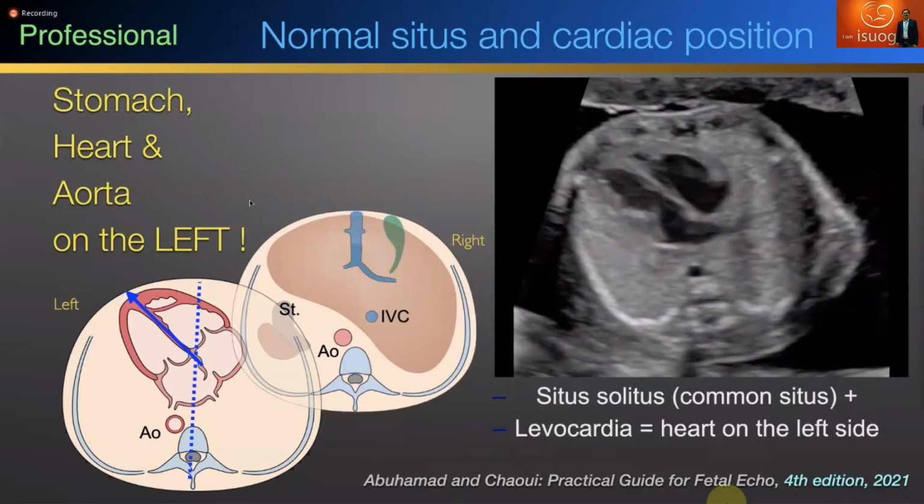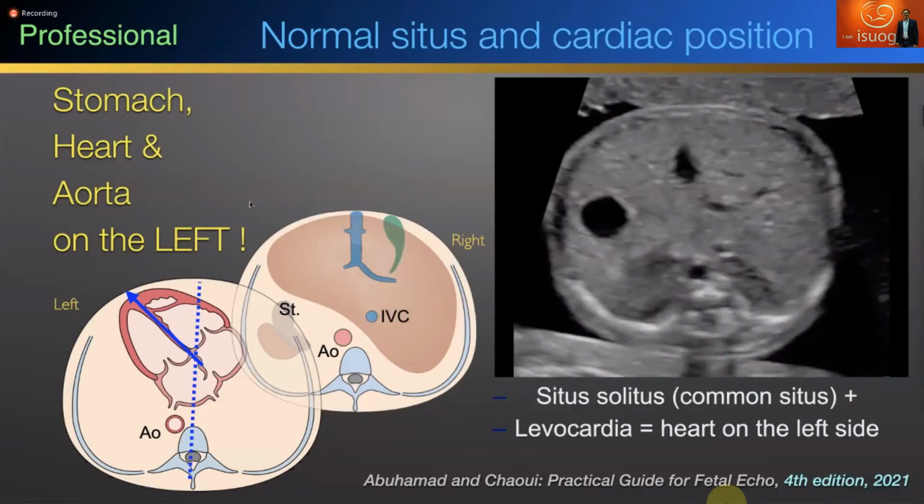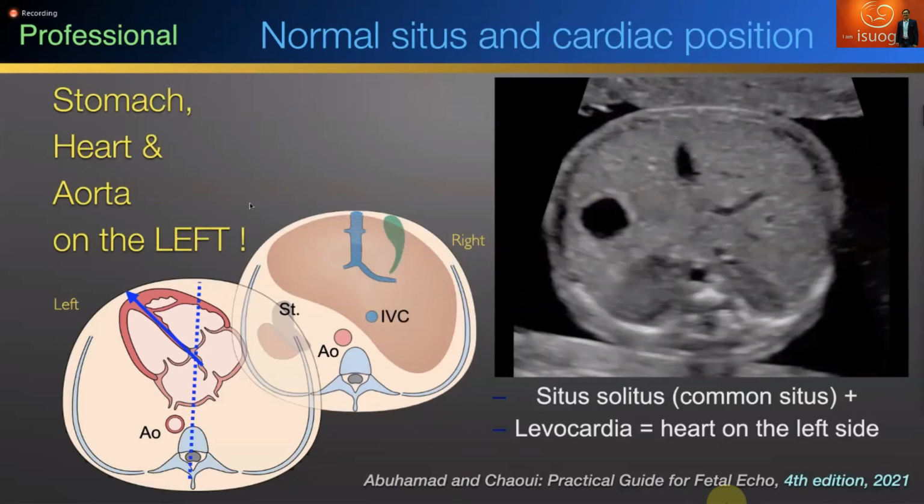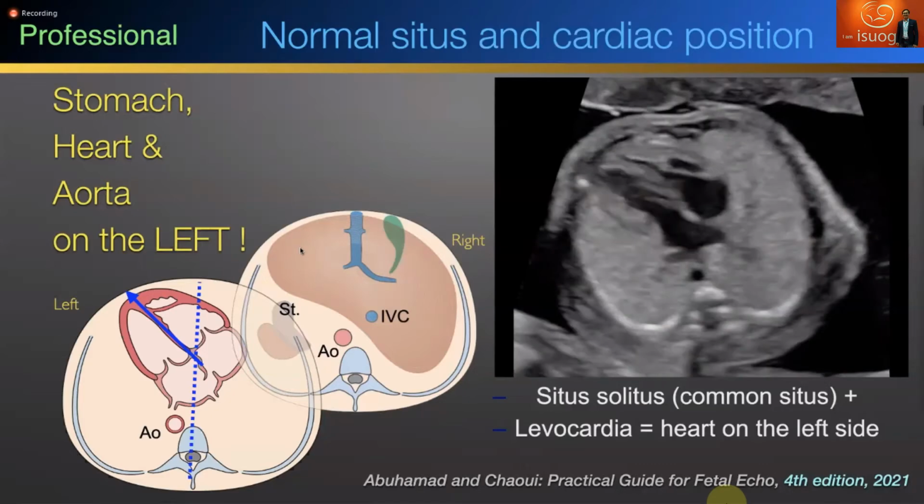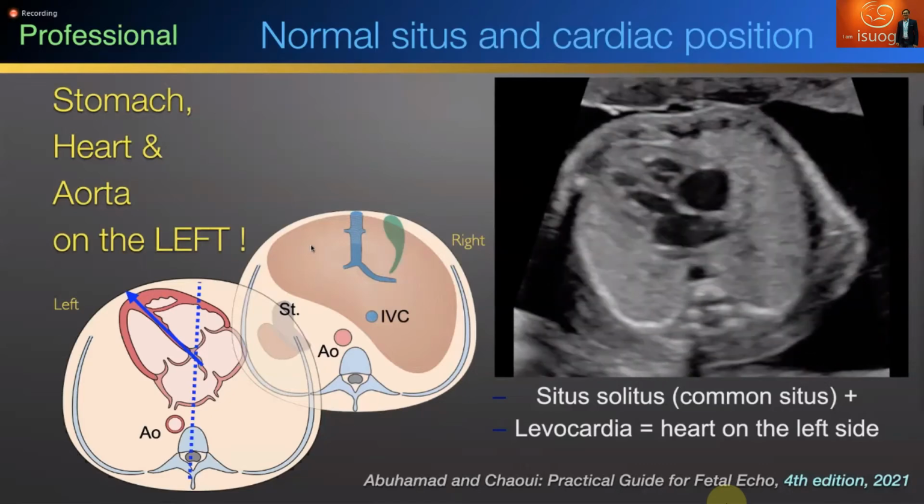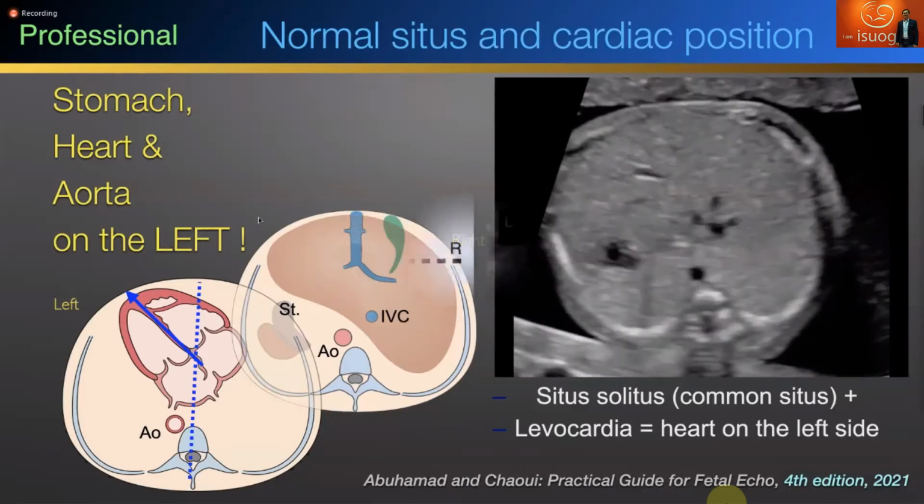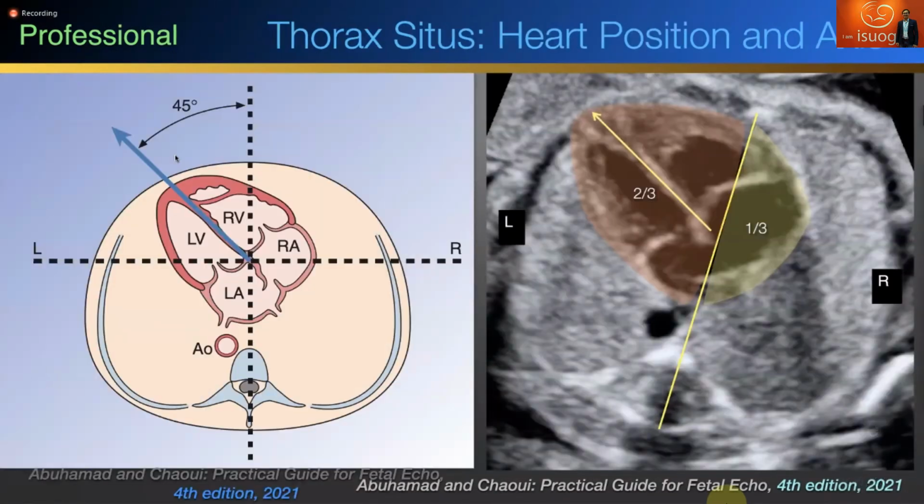But now the professional will do a little bit more, because he will analyze the situs, and he will analyze the details that the heart is on the left, the descending aorta is on the left. And let's go now to the details the professional should be checking. Putting the cardiac axis like this, 1/3 of the heart is on the right, 2/3 are on the left. The cardiac axis is pointing to the left with an angle of 45 degrees.